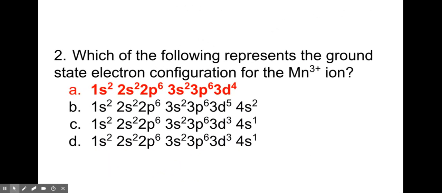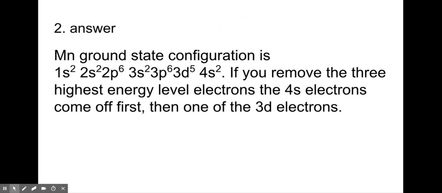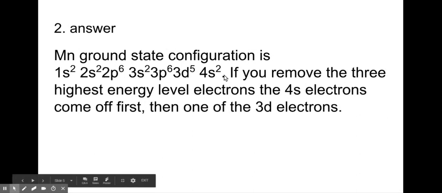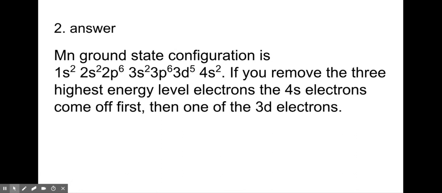Number 2, which of the following represents the ground state electron configuration for the manganese 3 plus ion? A is the correct answer because you can see here, if we take a look at the manganese atom in its neutral state, it has an electron configuration that ends in 4s2 3d5. I've put the 4s2 after the 3d5 just so you can see that that's the highest energy level farthest from the nucleus, and that's where our valence electrons will be.